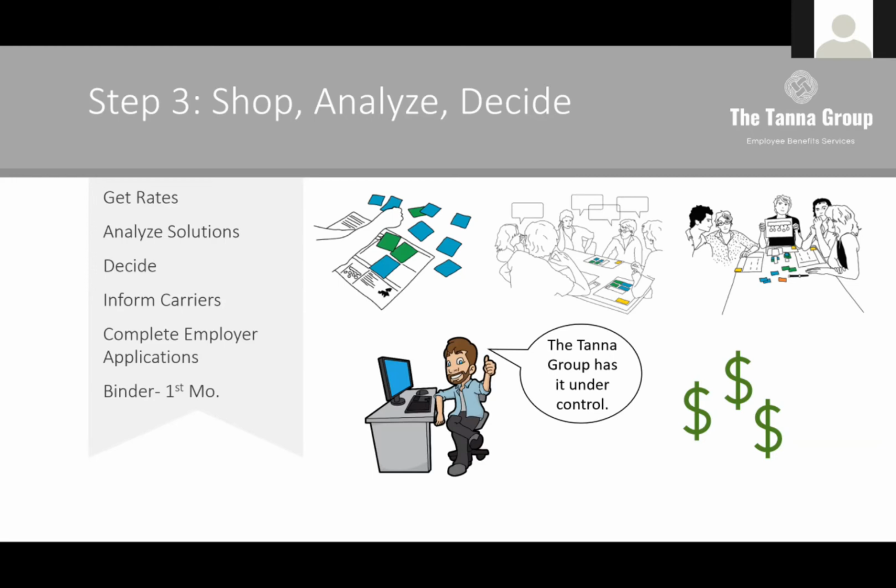But don't worry, the TANA group is here to help you through the process and will help you analyze the solutions, decide on the plan, and complete all of the carrier requirements. This portion usually takes a week or two, depending on your workload and the carrier response times for your initial quotes. Some employers take a little bit longer to decide on plan designs than others, so I like to set aside about 2 weeks.